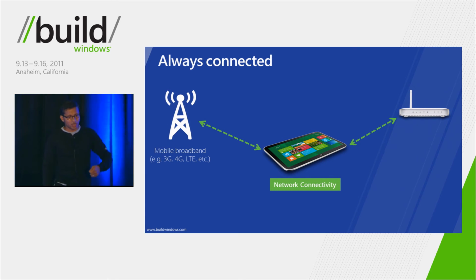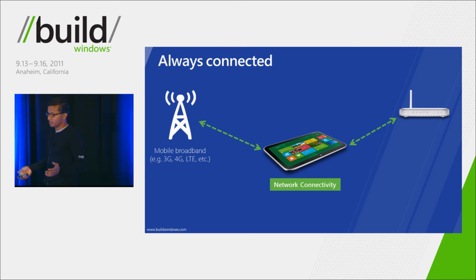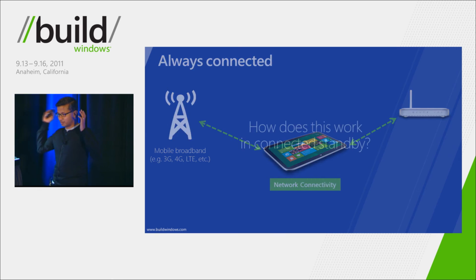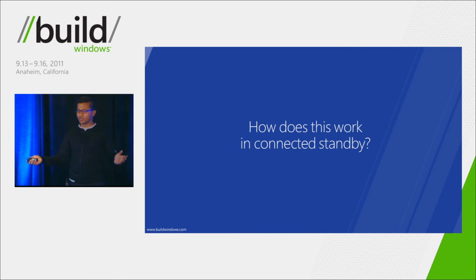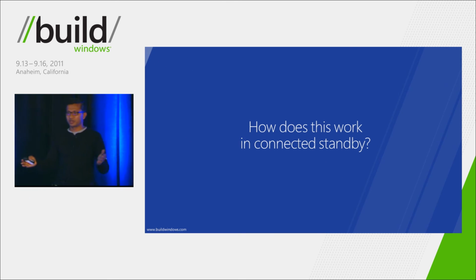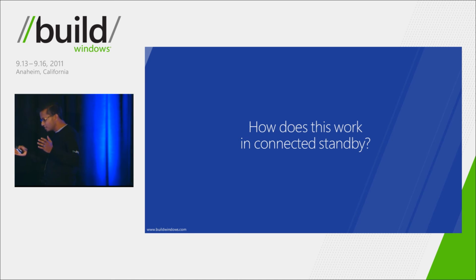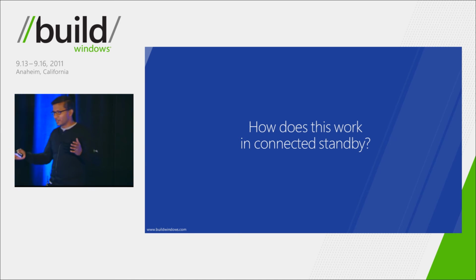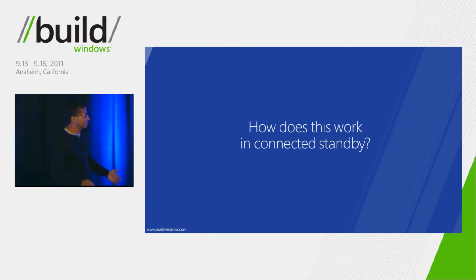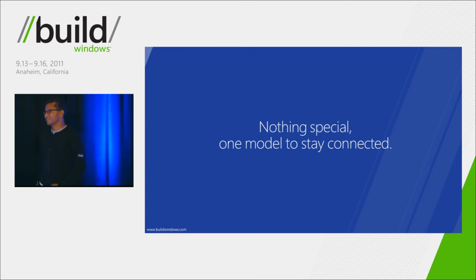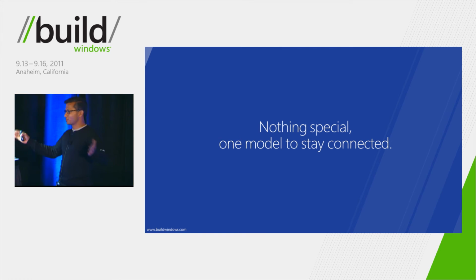So hence, your application is reachable, and your user sees that you've built a great app, and we've worked together very well. Now, how does this work in connected standby? You as a developer, I see many of you are developers here. So you're probably wondering, okay, is there one more piece of code I have to write? Now, you guys are going to love me for this. Nothing special. We made your life simple.